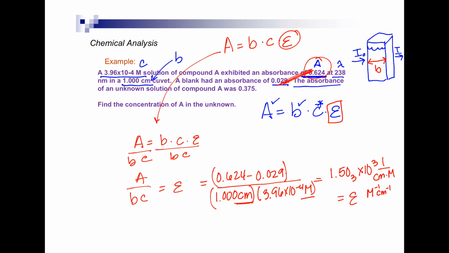So now we can use that molar absorptivity to solve for the second part of the problem, which is really what we're trying to find. We're going to put in the molar absorptivity. We know that the path length is 1. We know that the absorbance is 0.375. Now we can find the concentration.